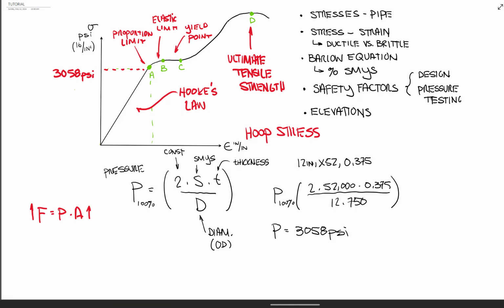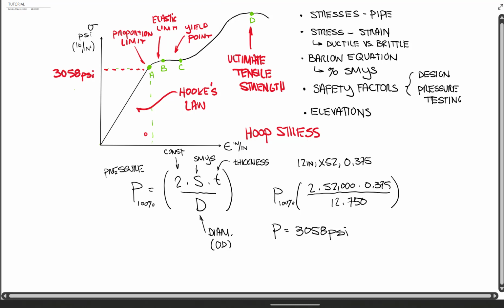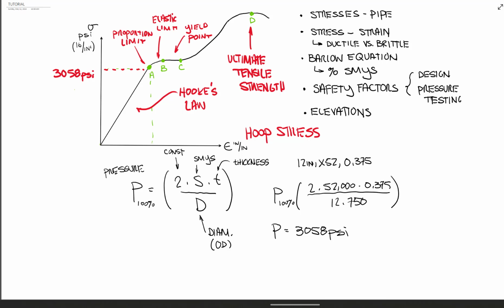Okay, so the last thing on the Barlow equation that I wanted to go over is, if this equation tells us what the 100% value is, the whole, then we should be able to find a part of that whole. That's the same way of just saying, let's find a percentage of it. So percentage of SMYS. If 3058 is 100% of SMYS, then you should be able to figure out any pressure that you put on piping. You should be able to find the percentage that you're stressing the piping.